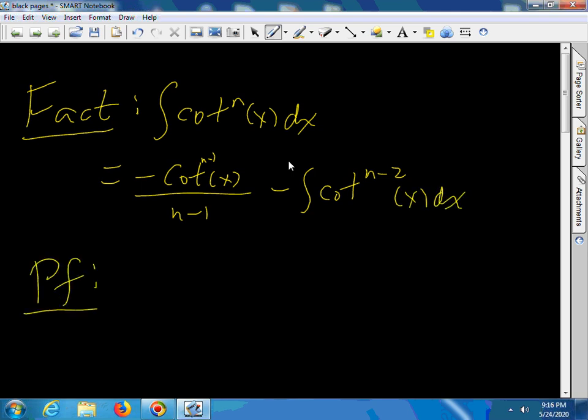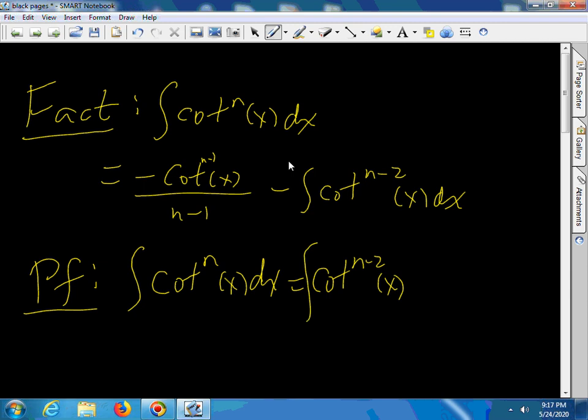Proof. Unlike many of the reduction formulas, we are not going to do this by integration by parts. What we're going to do instead is break off two cotangent x's times the two that we just broke off. And what's going to happen when I rewrite that, I'm going to get the derivative with inner sign of cotangent of x.